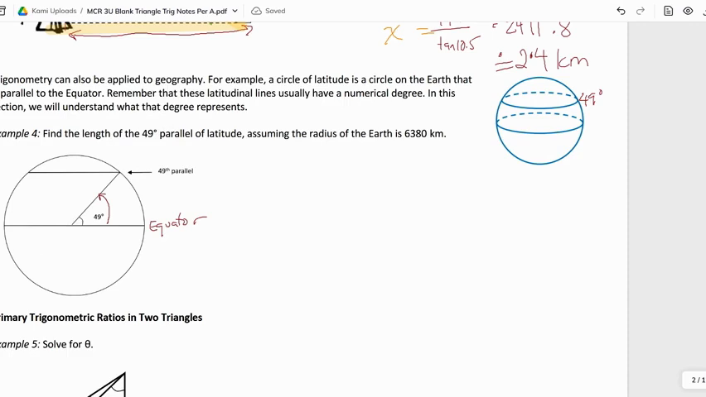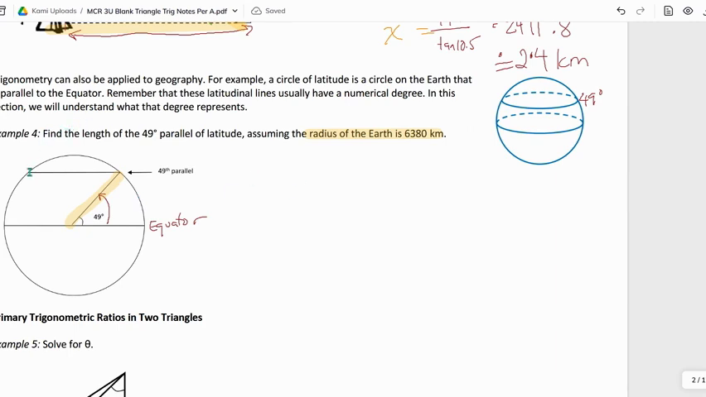What does this distance represent in a circle? It's going from the center of the circle to the edge. It's the radius. Well, guess what? We are told that the radius of Earth is 6,380. Now I want to pause because I want us to understand what it is we're finding.